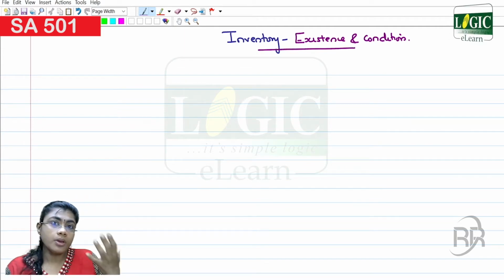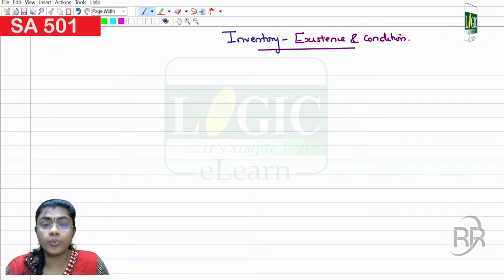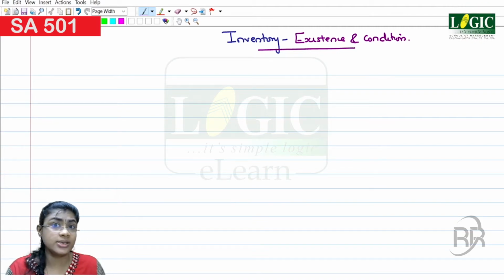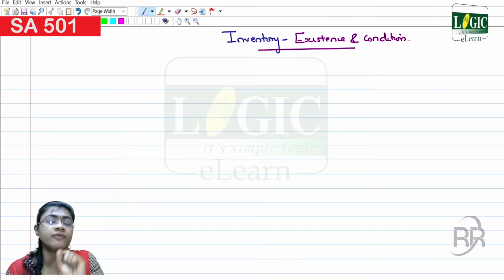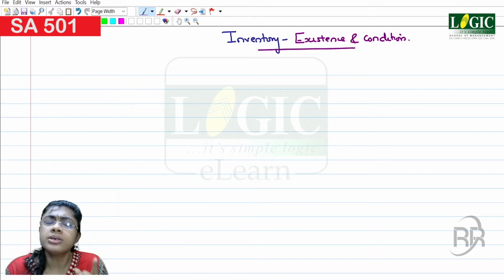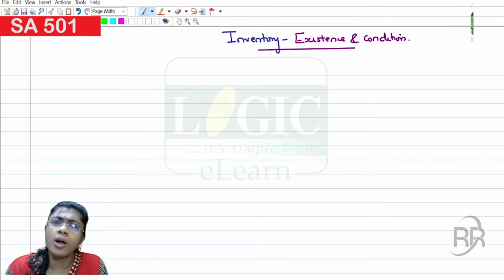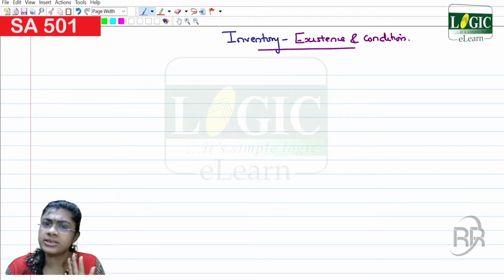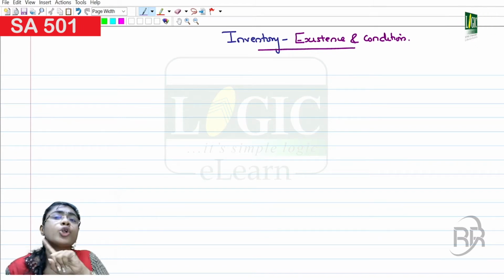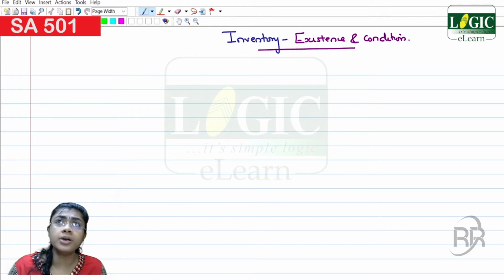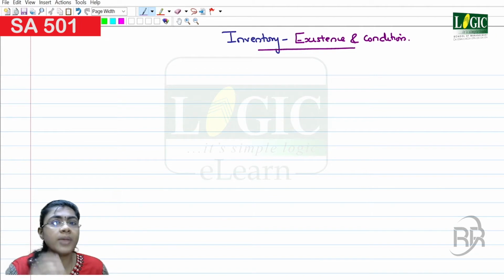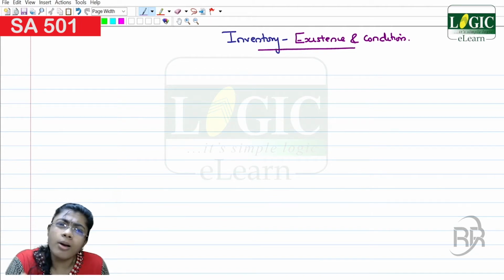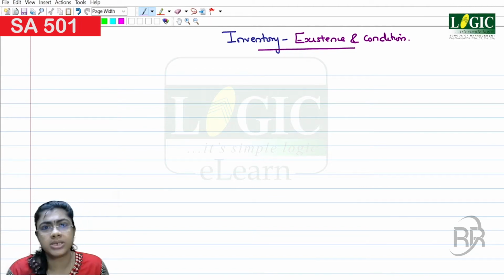Now, the first thing which the auditor has to see is whether the inventory is a material item in financial statements. Tell me, for every audit, for every entity, will inventory be a material item? Answer is no. Say for example, there is a service industry. For them inventory will not be there, or even if it is there, it will be immaterial.